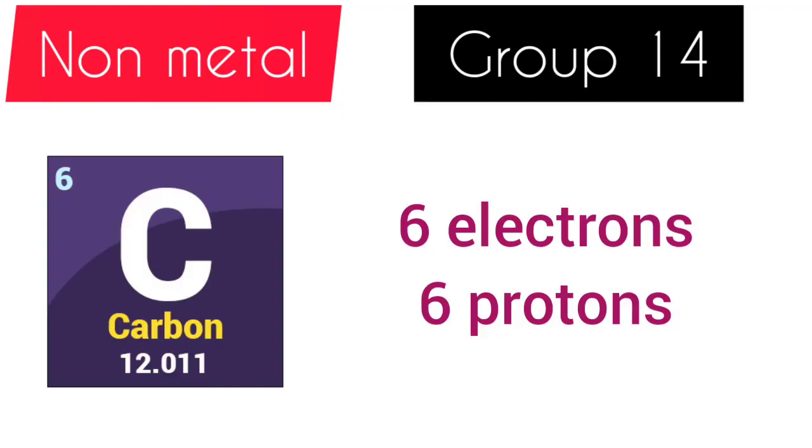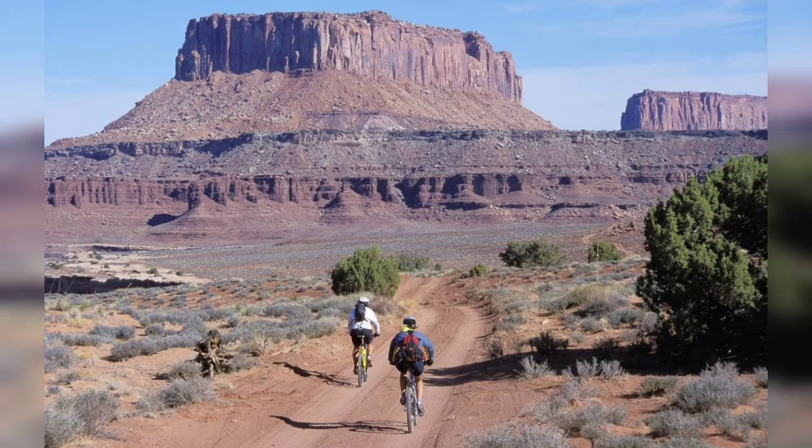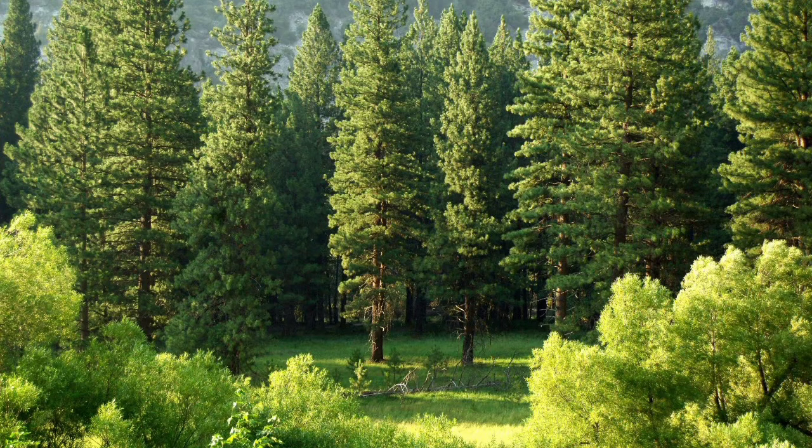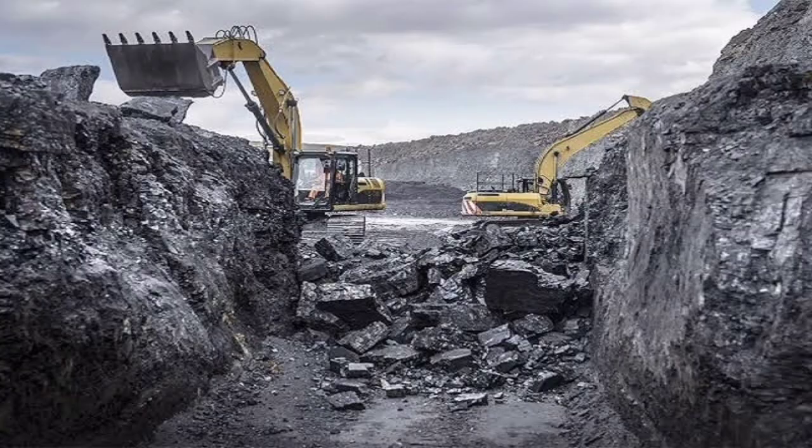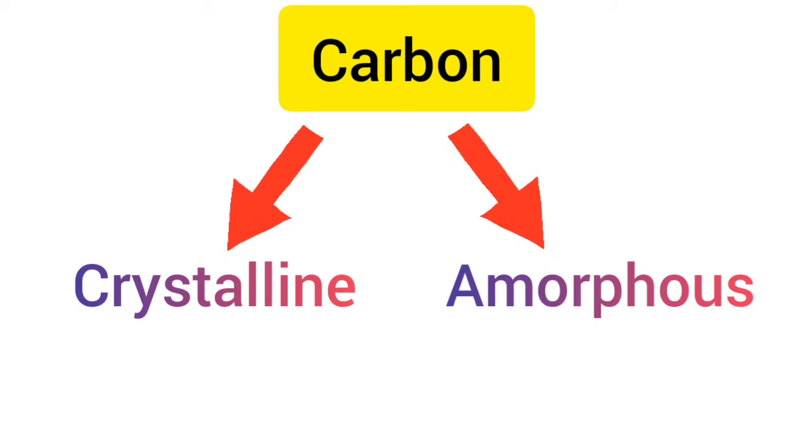Carbon is a nonmetal of group 14 which consists of 6 electrons and 6 protons. On Earth, most carbon is stored in rocks and sediments while the rest is located in ocean, atmosphere and in living organisms. The element carbon occurs in different forms in nature with wide variety of physical properties. Carbon exists in two forms, crystalline and amorphous.